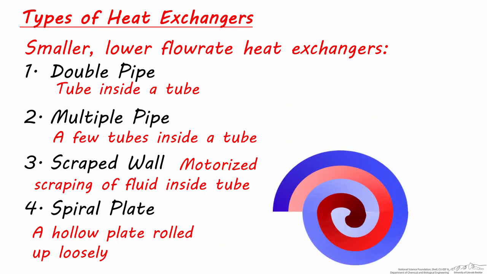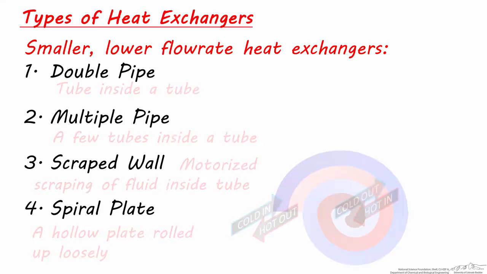This is a simplified representation of the cross-section of a spiral plate heat exchanger after the hollow plate is rolled up. The red area represents the coiled hollow plate, and the blue areas represent the empty space between the coiled layers. Hot fluid usually enters in the center, flows through the coiled hollow plate, and exits at the exterior of the coil. Cold fluid flows through the void space, usually entering at the periphery and exiting in the center.